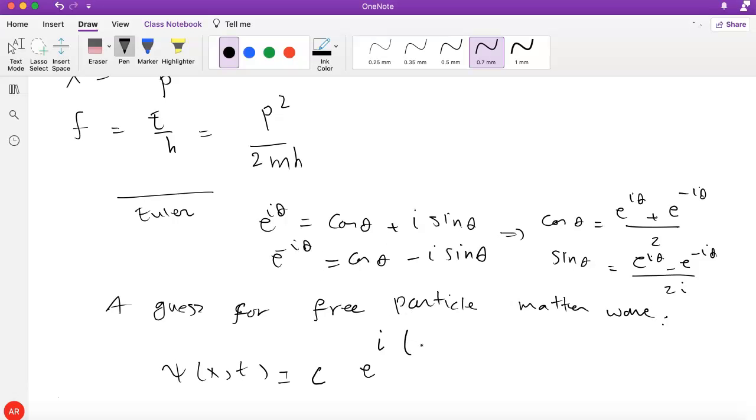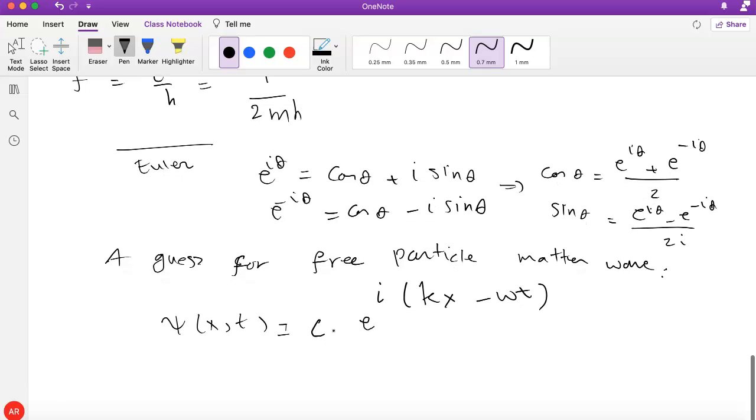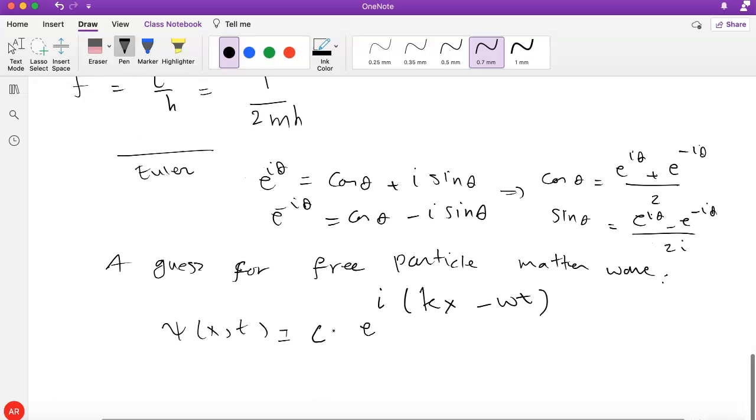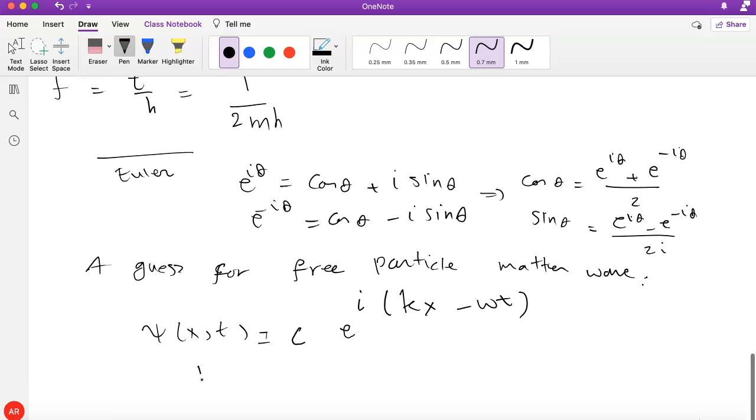Remember, the phase of a sinusoidal wave that we looked at in 163 was something like kx minus omega t, right? So that's quite a reasonable guess. And k and omega were related to wavelength and frequency. So remember, k was 2 pi over lambda. Omega is 2 pi f.